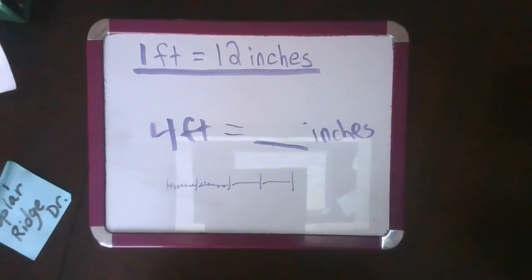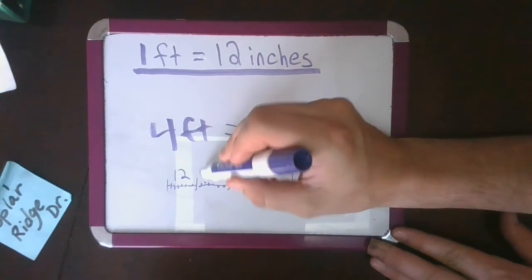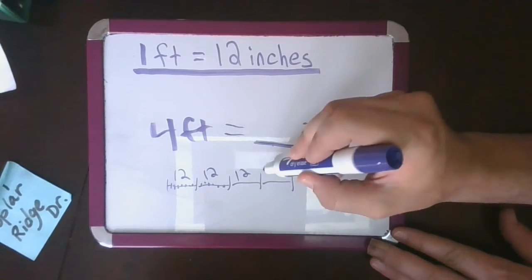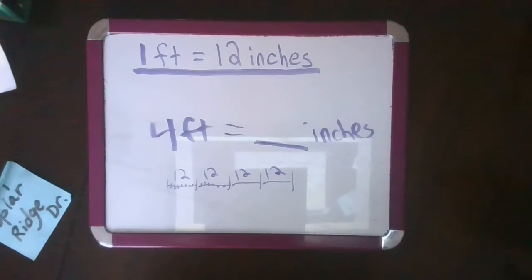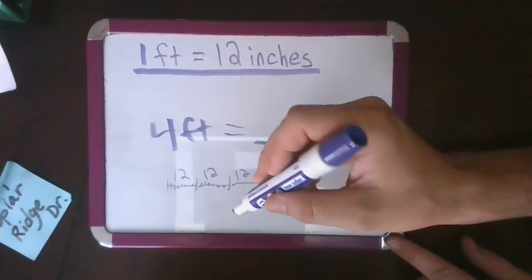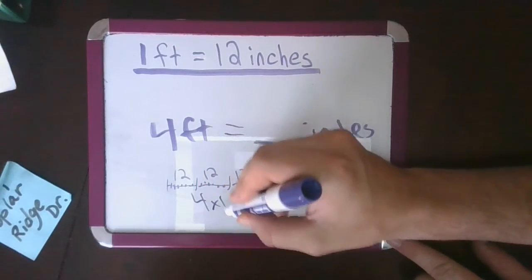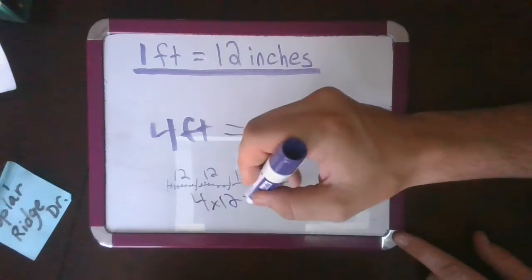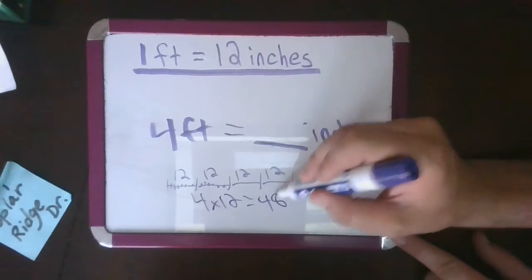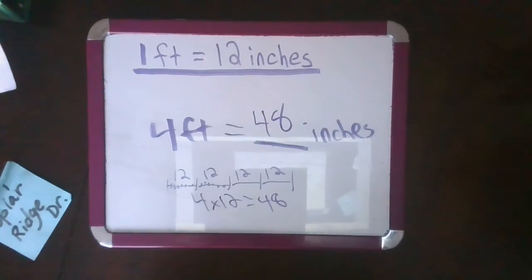So I could look at it a lot of ways. I could do some repeated addition and say, all right, each one of these is 12 and I'm doing it 4 times. Or some of you already made that connection: if I'm doing 12 four times, instead of adding it, I can just do 4 times 12, which we should know is 48. So 4 feet is the same thing as 48 inches.